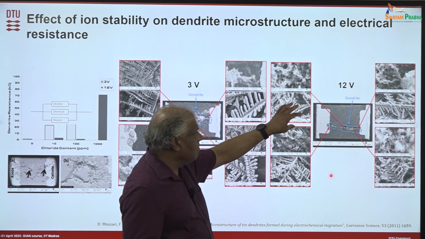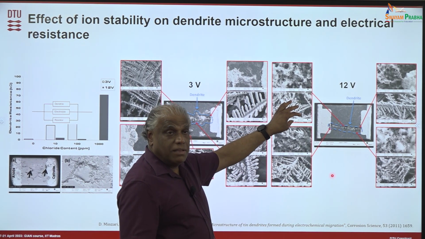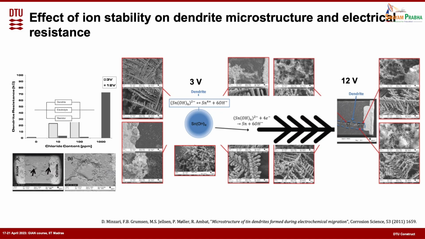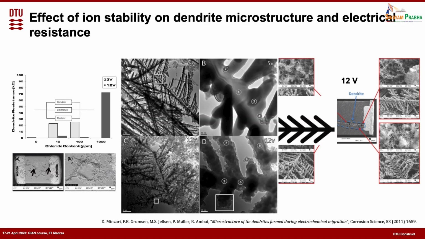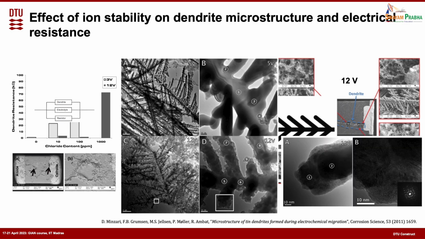You have metallic dendrite which is mixed with the oxide, because tin hydroxide, you can see that is tin hydroxide depositing on the dendrite. You see this TEM picture, you can see that this is tin hydroxide. There is a metallic dendrite, but it is covered with tin hydroxide. So when you have the metallic dendrite mixed with the tin hydroxide, you get a higher resistance.